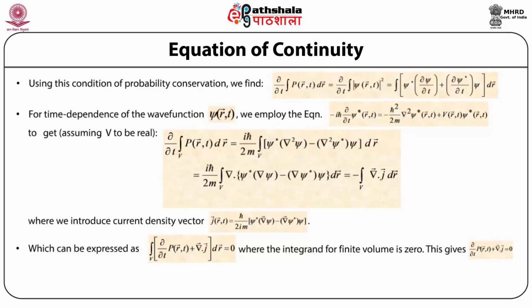So the equation then transforms to minus the volume integral over vector dr of del operator dot j vector, where dot denotes the scalar or the dot product, and here the j vector denotes the current density vector, which can be defined as the current density vector j as a function of position vector r and time t is equal to h cross by twice iota times m times bracket open ψ star times del operator acting on wave function ψ minus del operator acting on wave function ψ star times wave function ψ bracket close.